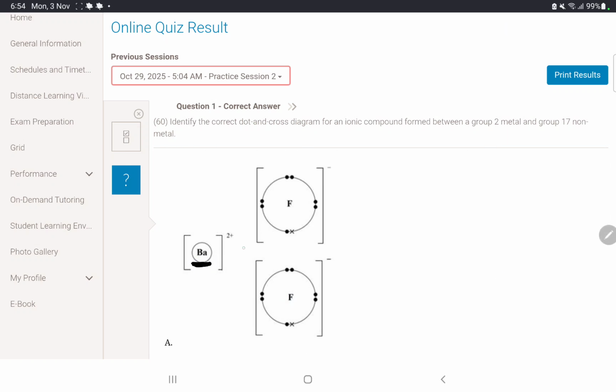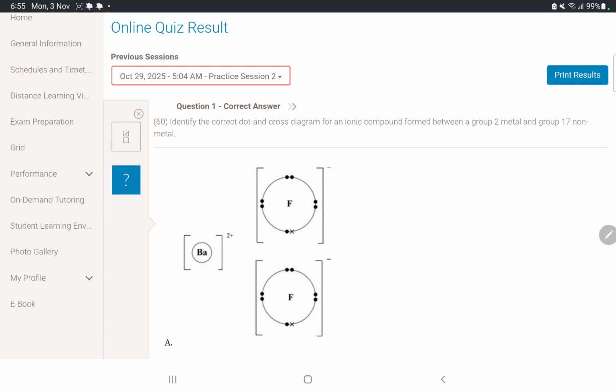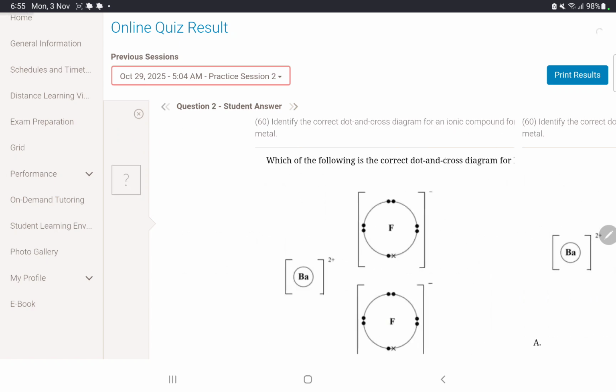We have our Ba, we have our 2+. Since we have BaF2 and Ba is 2+, the Ba, which is the electron donor, will give out one of its two electrons to each of the Fs. So there are two Fs, and this one will lose two electrons. It's losing two electrons, so it will lose both of its electrons.